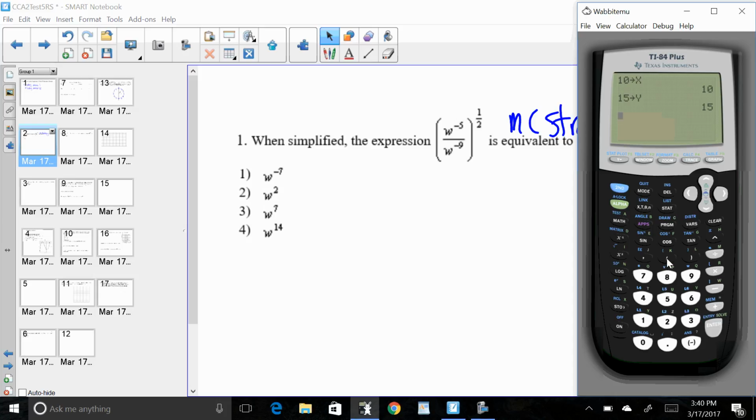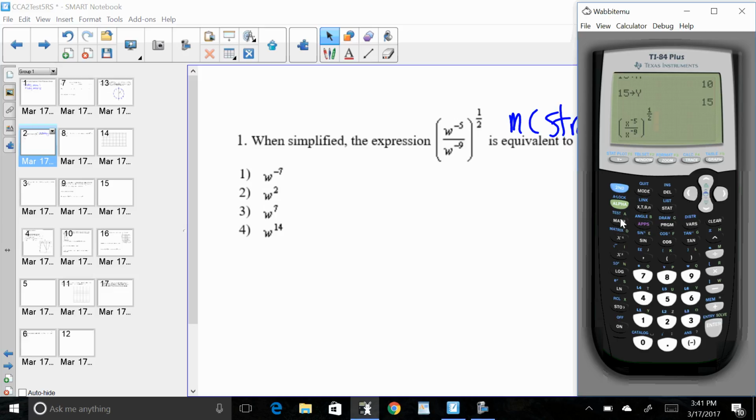I got parentheses. I've got a fraction, so I'm going to hit alpha y equals enter. Instead of w, I'm going to do x to the power of -5 over x to the power of -9. I'm going to get the cursor out of the fraction to the power of. I got a fraction in there as well. So again, I'm going to type alpha y equals enter. 1 over 2. I'm going to get the cursor out of there. Now I have the original problem typed in.